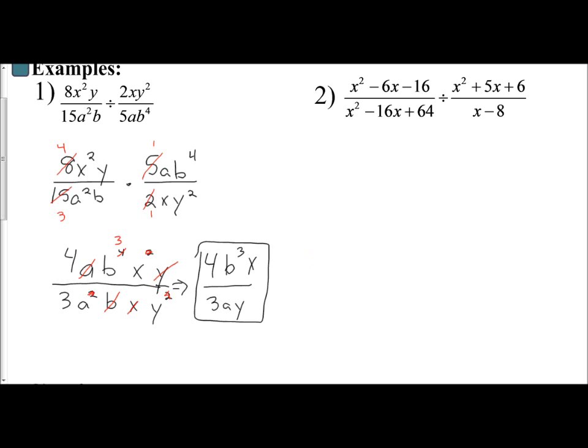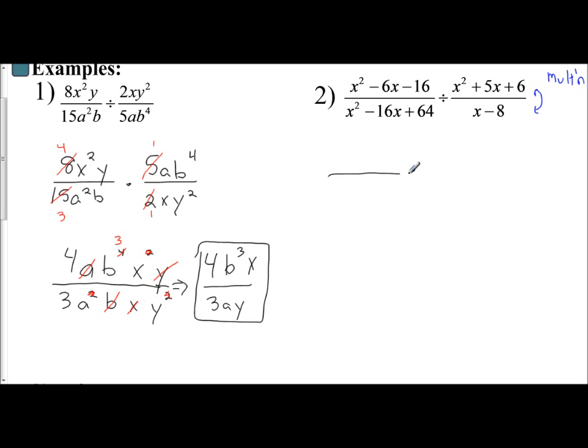In example 2, we see that we are doing division. What I'm going to make sure I make a note of is since I'm dividing, I have to flip this second fraction, and I'm going to change it to multiplication. I'm going to do that process in the same step as when I'm simplifying and factoring the numerators and denominators.